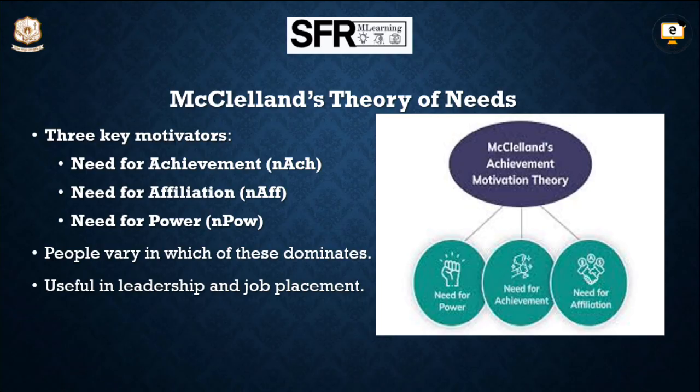Power is something everyone wants to achieve in society and in their life. To achieve that power, you need to have some sort of motivation, and maximum everyone tries it. Both self-motivation, and intrinsic and extrinsic motivation, help you to achieve what you want. People vary in which of these dominates. Each one has different types of needs: need for achievement, need for affiliation, or need for power. It may depend on the personalities of different persons. Once you achieve these three things, it is also useful in leadership and job placement.